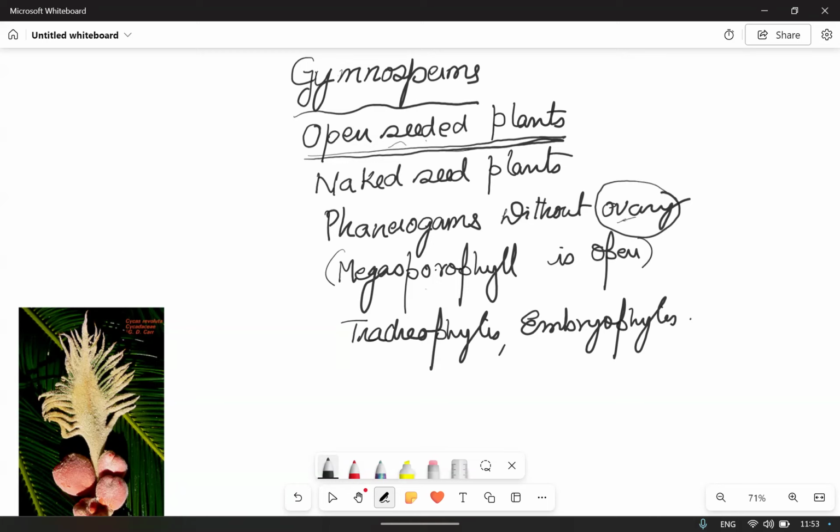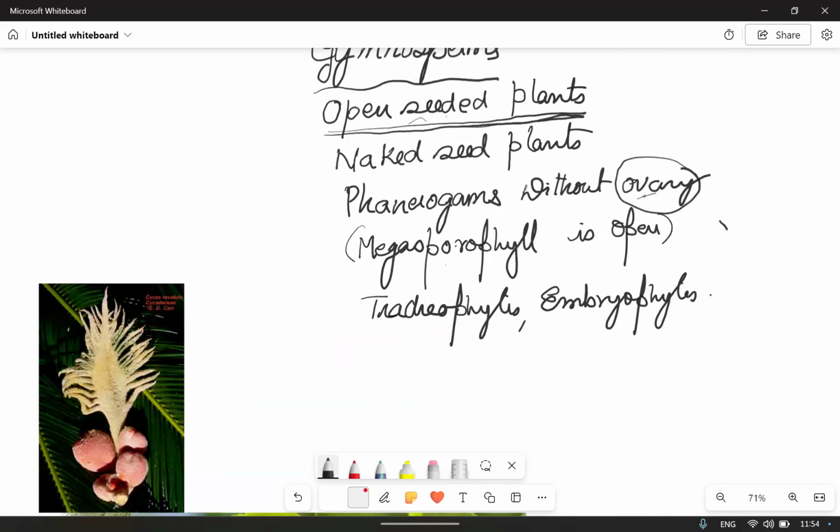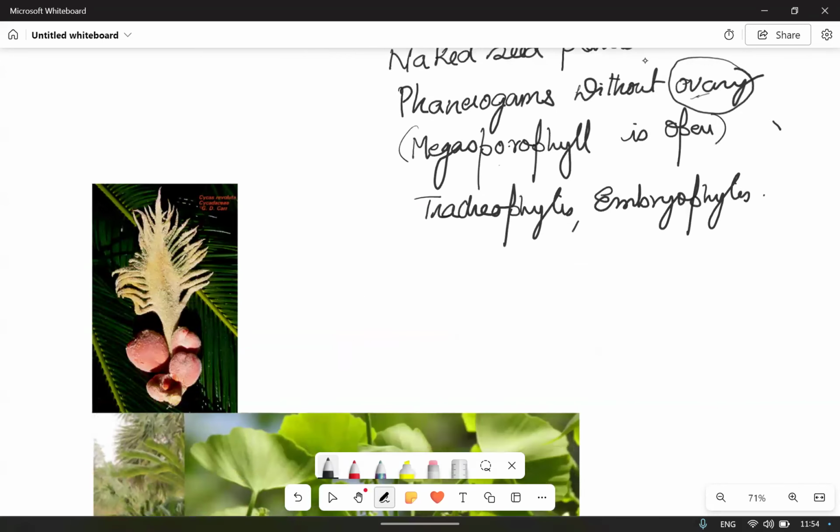Because the megasporophyll is open, means the carpel is open. See here, this is a megasporophyll. It is an open carpel. So these are the ovules. These only will become the seeds. Those are exposed ovules. Now, in the case of angiosperms, this megasporophyll is closed.